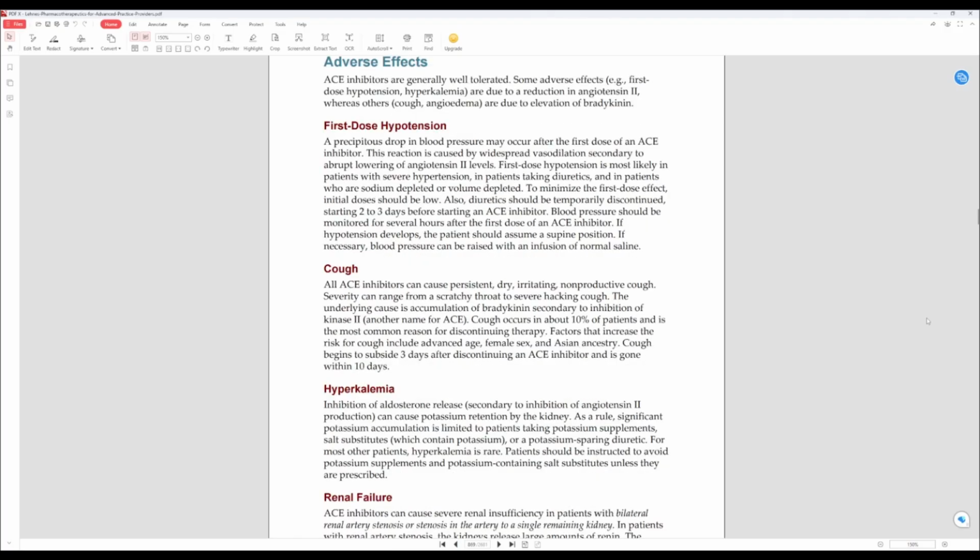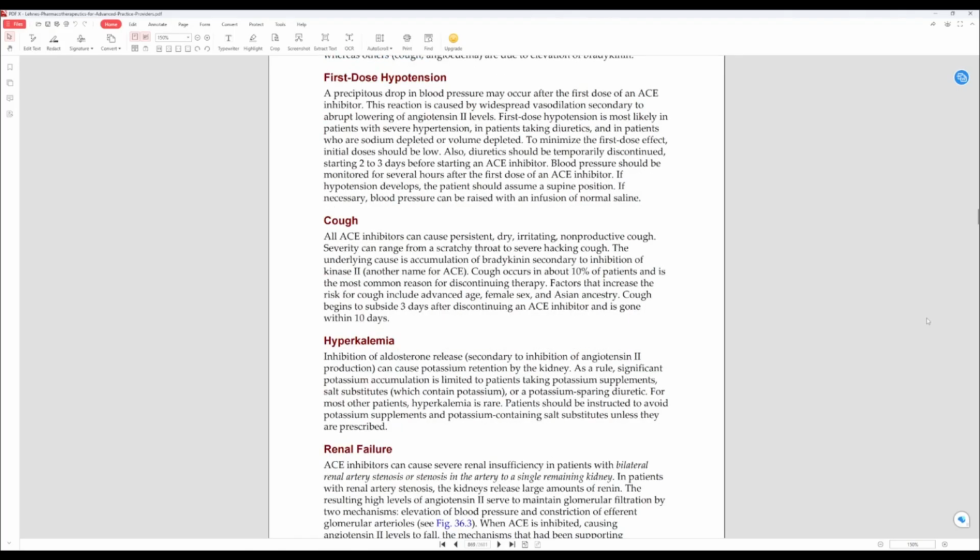So, first dose hypotension. A precipitous drop in blood pressure may occur after that first dose of an ACE inhibitor. This reaction is caused by a widespread vasodilation secondary to an abrupt lowering of angiotensin II levels. First dose hypotension is most likely in patients with severe hypertension, in patients taking diuretics, and in patients who are sodium depleted or volume depleted.